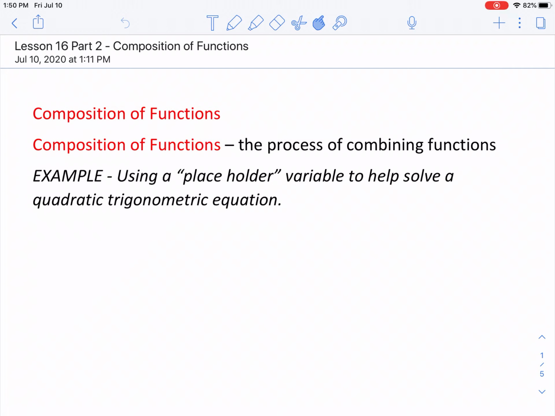Composition of functions is a new operation that we haven't talked about before. But basically, it's just the process of combining functions. So we've seen it done, we just haven't really learned the notation yet.